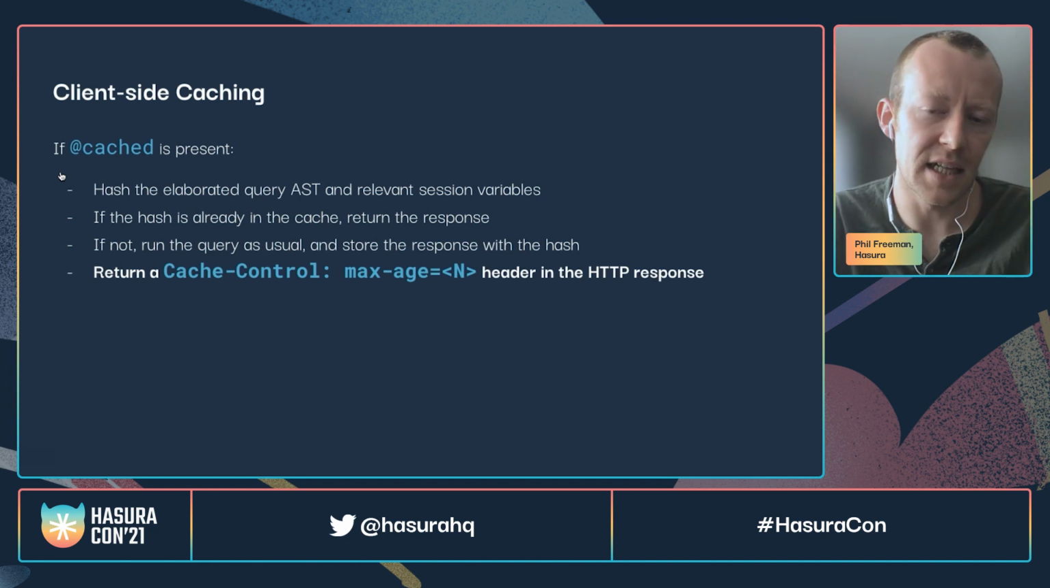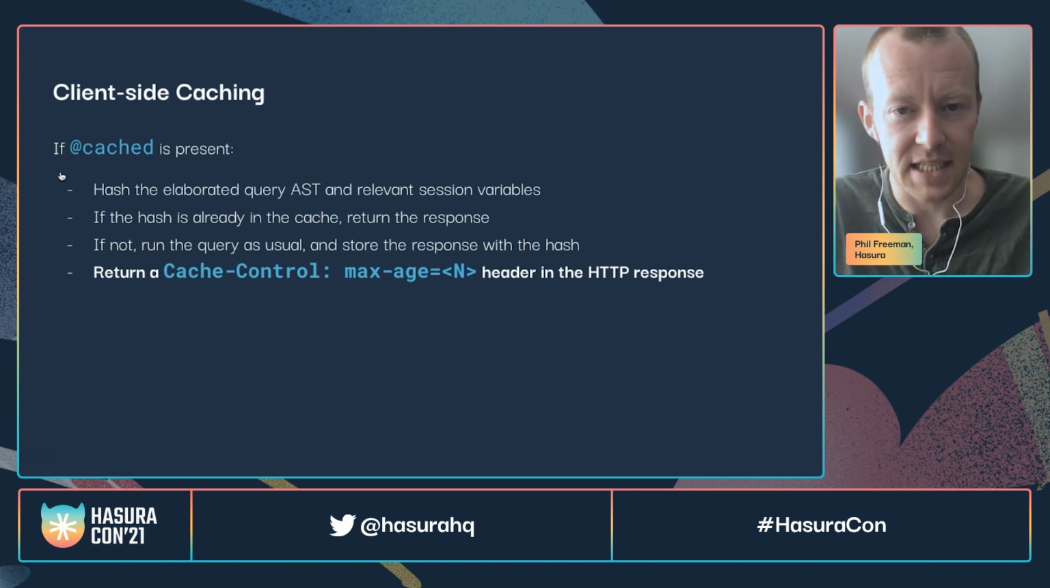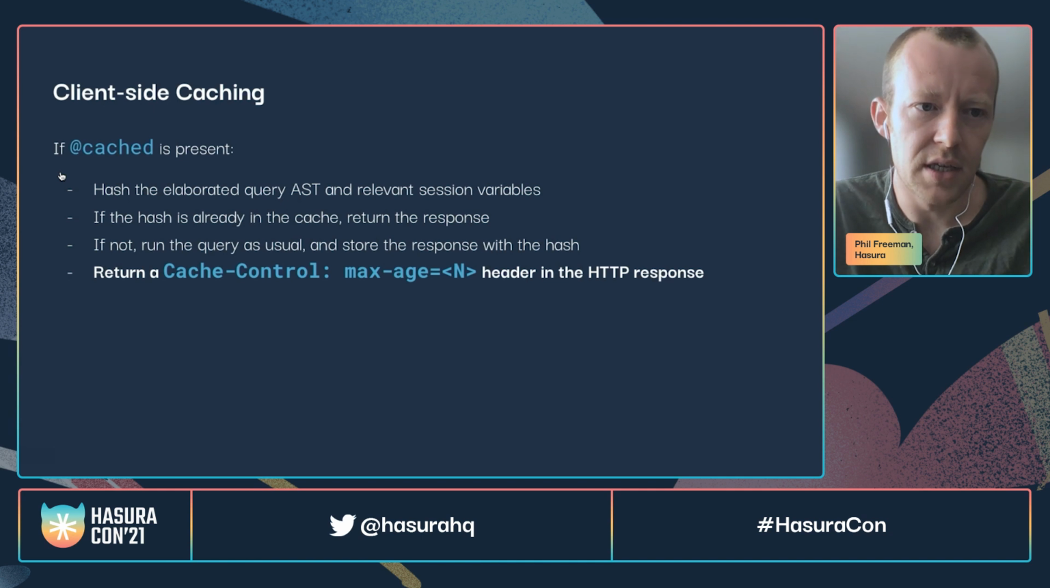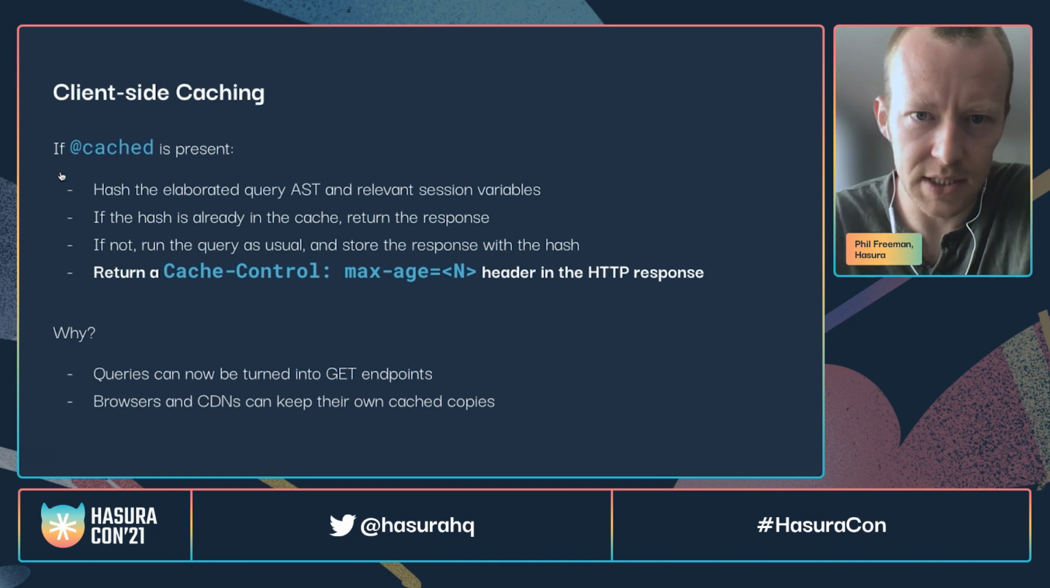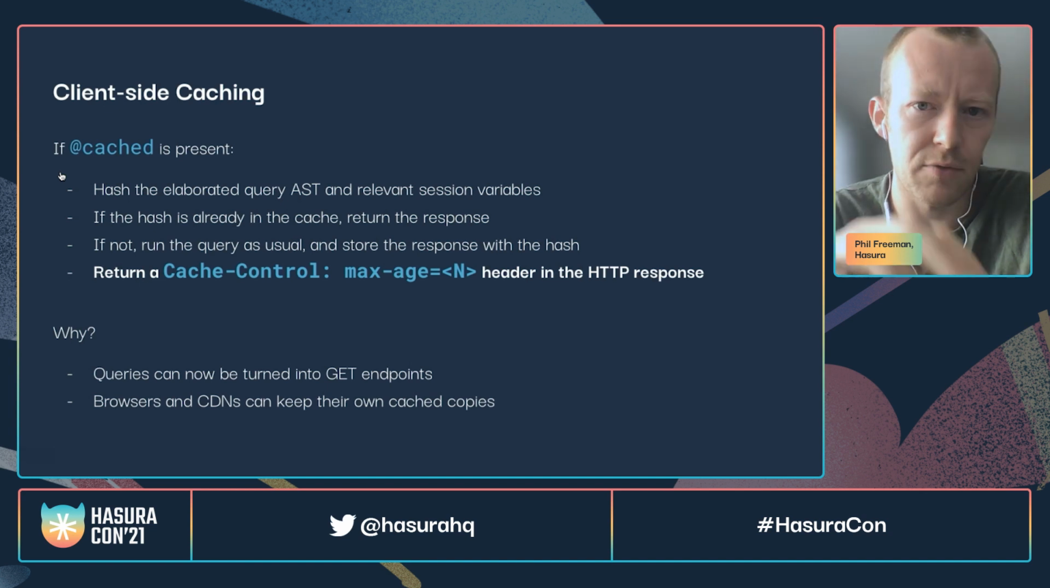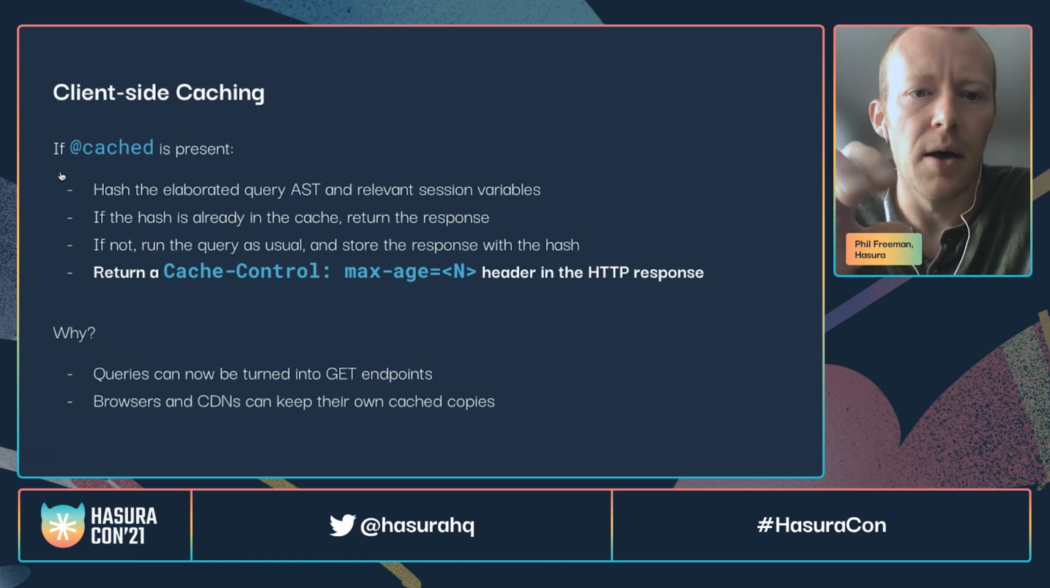So we may have set a TTL of 60, but it's already been sat in the cache for 30 seconds. So we'll return a cache control header with a max age of 30 seconds. So this means that the browser or CDN continues seeing that response from its own cache until we would no longer have been serving it from our cache on the server.